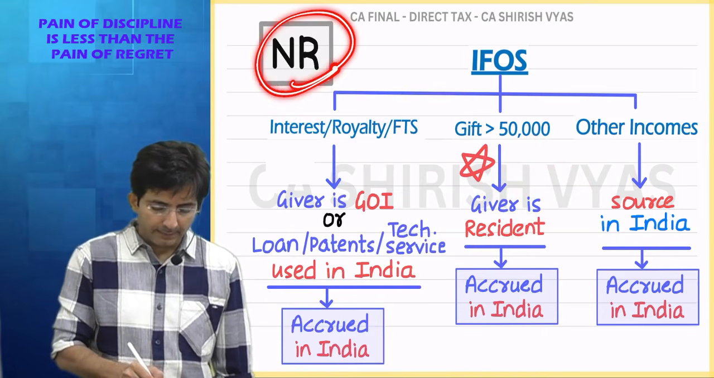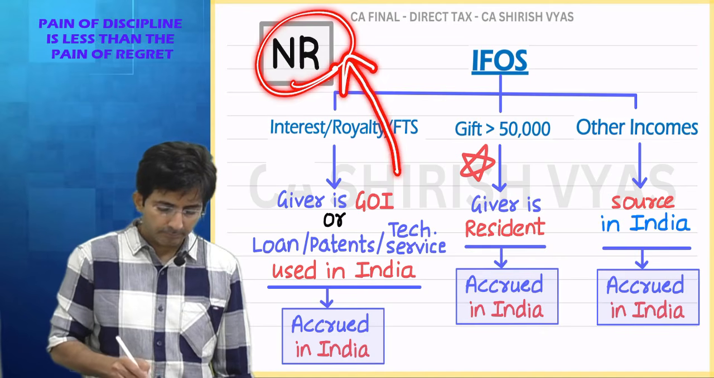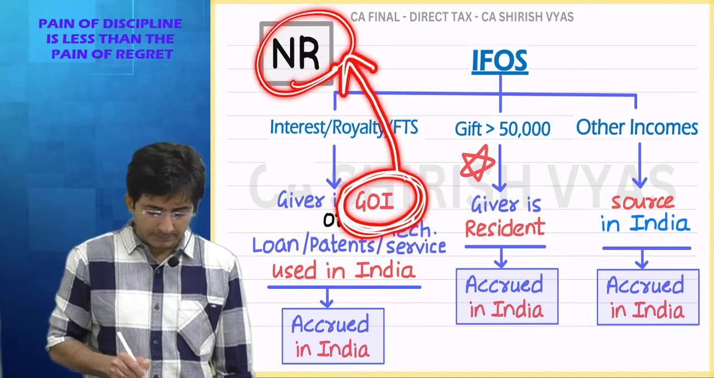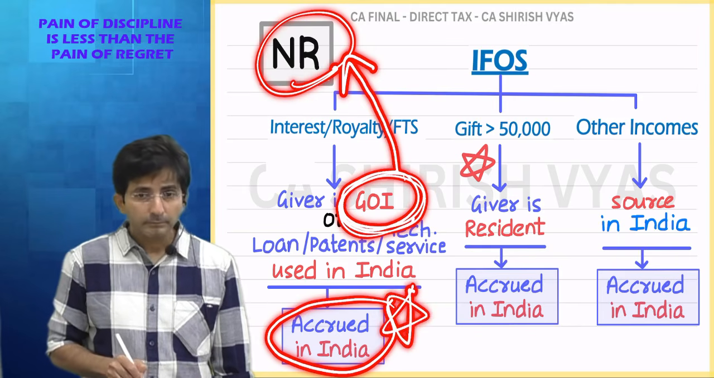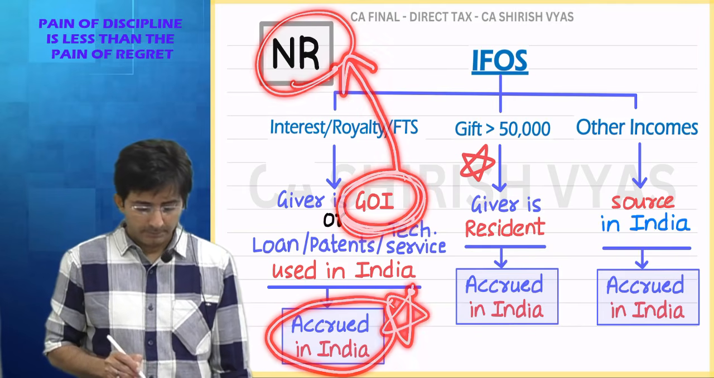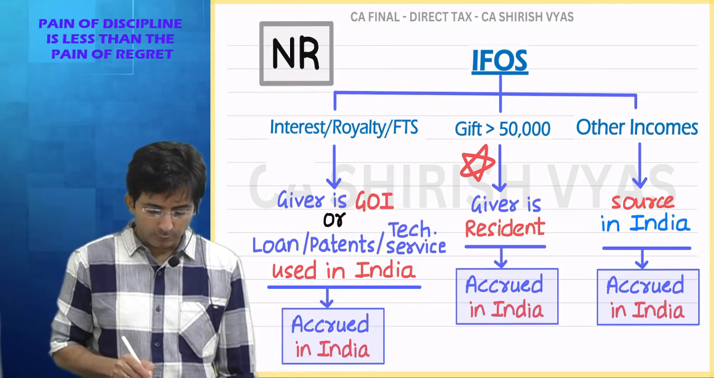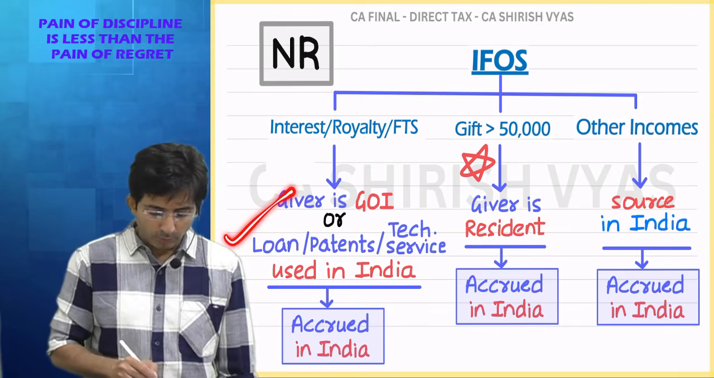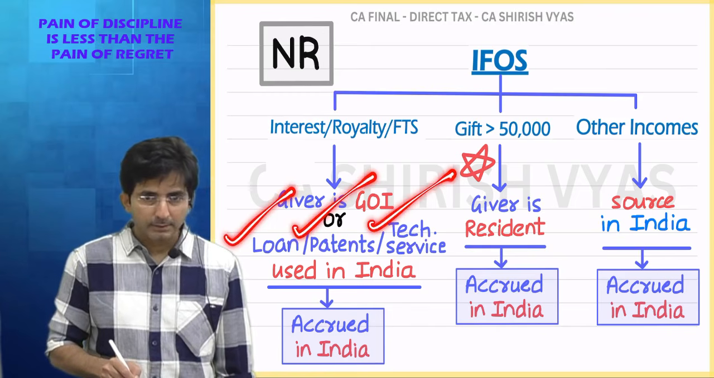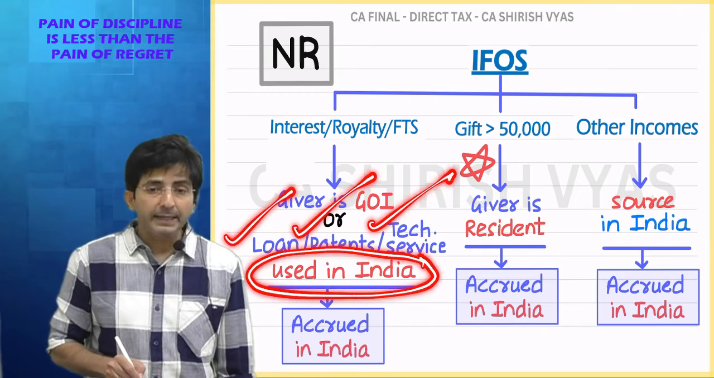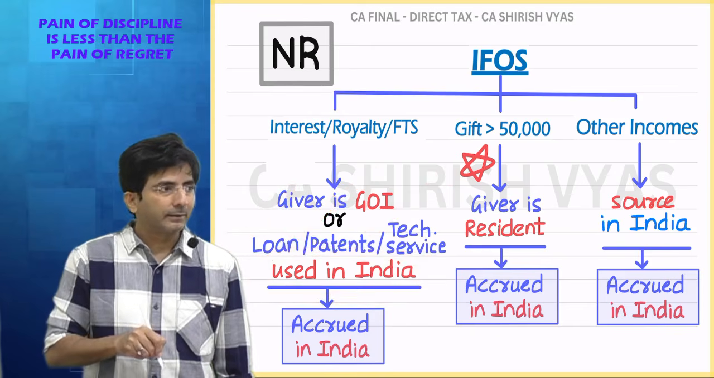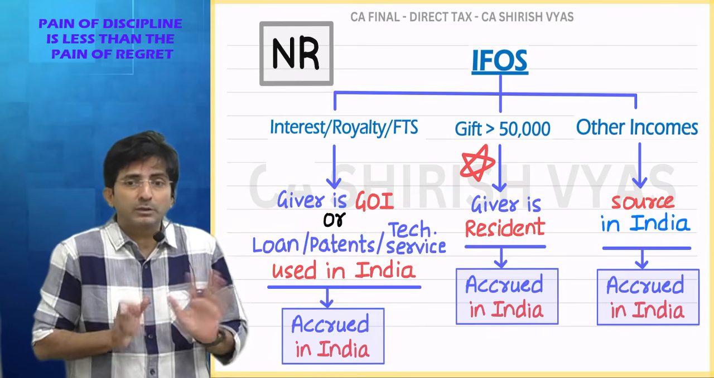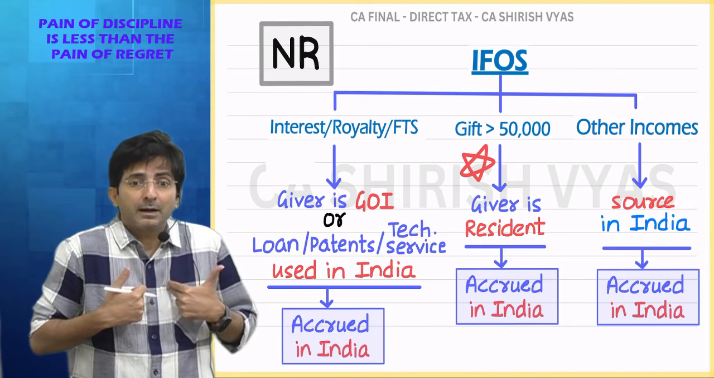If for the NR, if the giver is Government of India, then see what I have written. Accrued in India, correct? But if the giver is not Government of India, then what you will see? If the loan, patent or technical service is used in India for the business in India, then accrued in India. Please don't see Shirish is giving or Reliance is giving. Who is it? Don't see the giver. Don't see the banda. You have to see the dhanda.